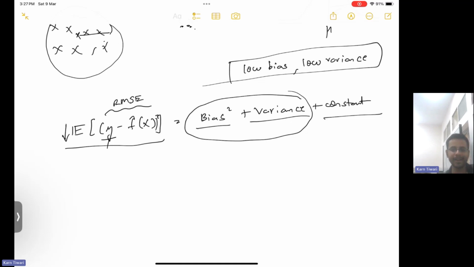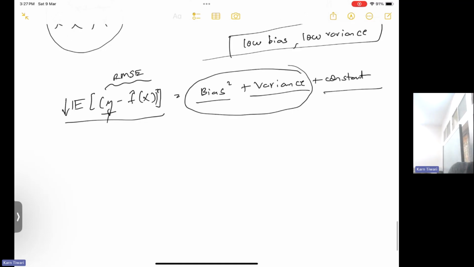Our loss we can decompose. How do we do it? Basically, you add and subtract the expected value of f(x) and then expand it, and you'll get this kind of a form. For the derivation, refer to this week's correction.